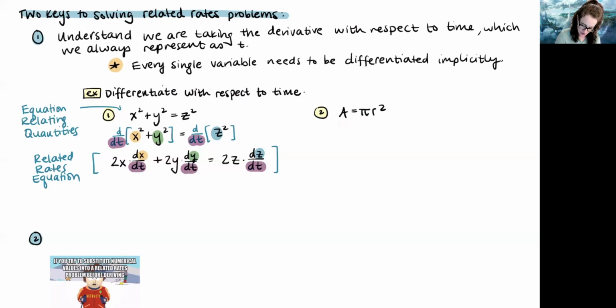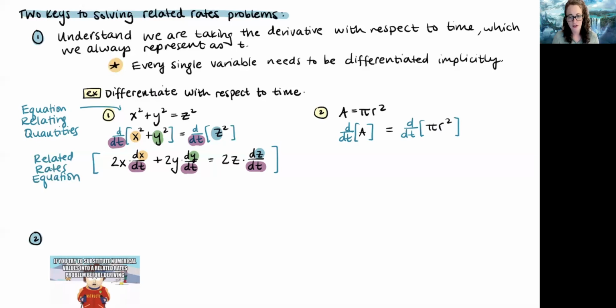So if we're going to differentiate this with respect to time, we'll differentiate the left-hand side. So we'll have d/dt of A equals, and then we'll also differentiate with respect to time the right-hand side. So d/dt of pi r squared.